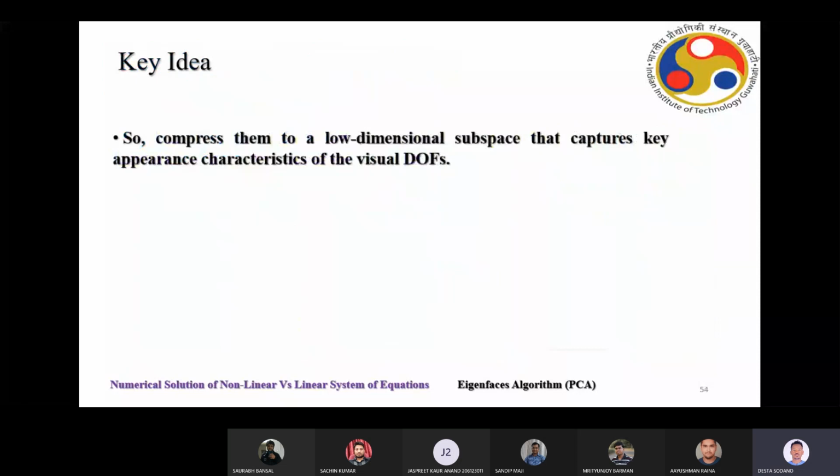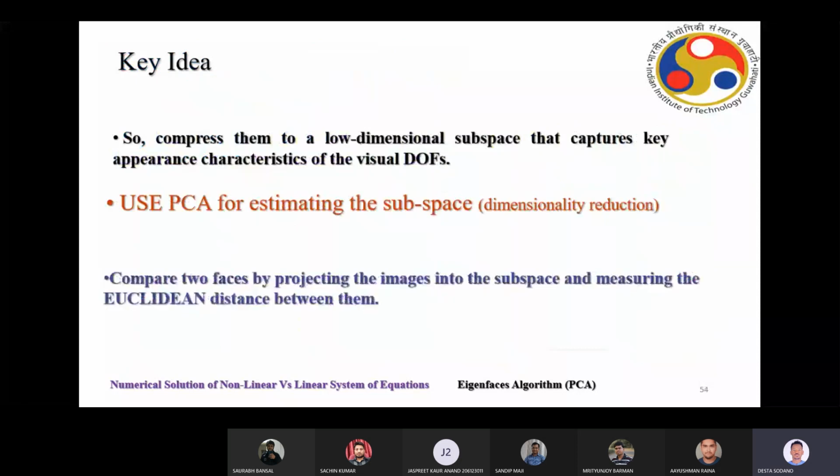So what about our key idea? Our key idea is to compress them. We compress into a low-dimensional subspace that captures key appearance characteristics of the visual degrees of freedom. So we use principal component analysis to estimate this subspace, that is, dimensionality reduction. You compare two faces by projecting the images into the subspace and measuring the Euclidean distance between them.